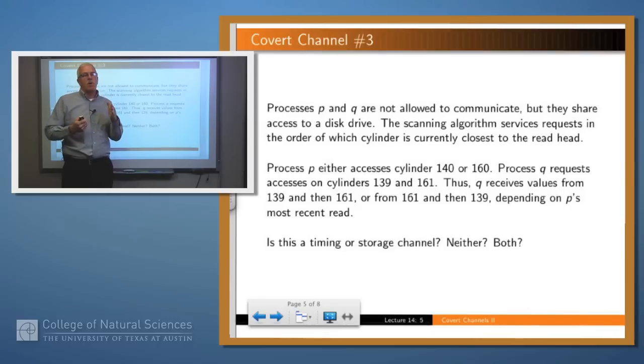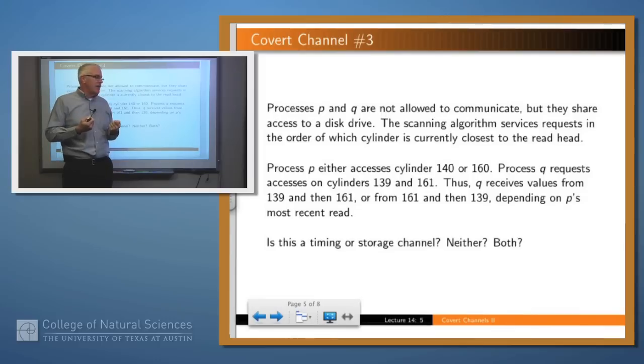And the order depends upon where the read head was left. Is it closer to A or is it closer to B? And it goes to the closest one first. Well, you see how this works probably. What P does is leaves the read head closer to A or closer to B, and then Q attempts to read those two sectors, and he'll either get the results back as AB or as BA. And then he writes down either a 0 or 1 depending on what result he got. And thereby P has sent a 1 bit of information to Q.